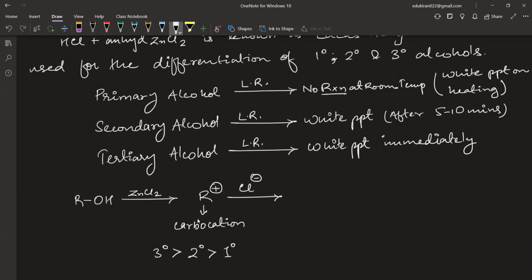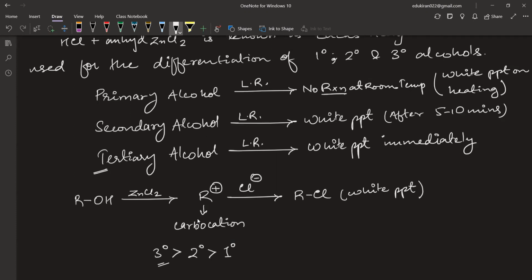And that is why it will form very easily. The 3 degree carbocation, the tertiary alcohol, will form very easily, and that is why it is giving me an immediate reaction. And after that, it leads to RCl, which is the white PPT. Okay, is this clear with everyone? Yes or no? Please tell me.